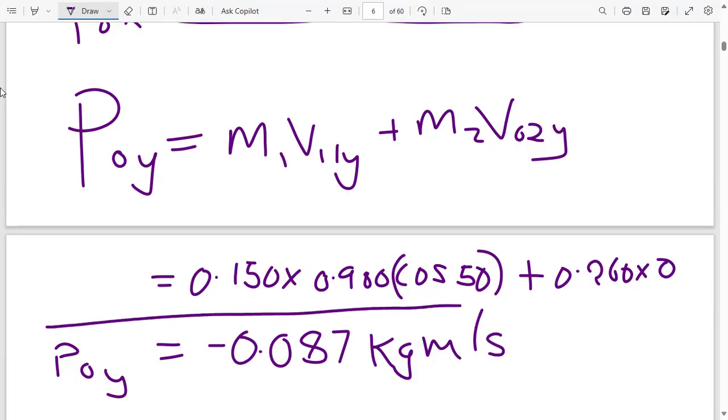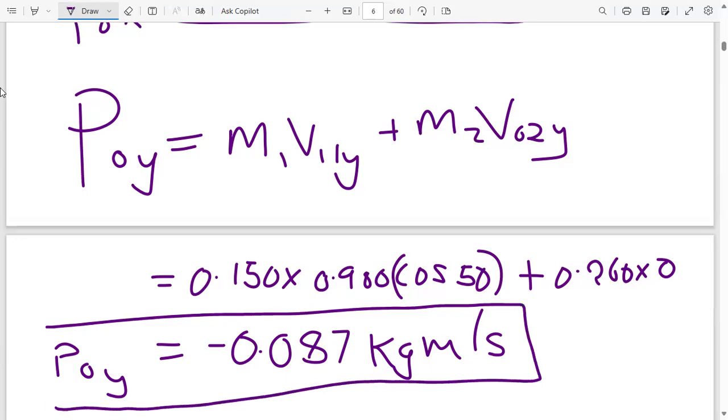So this is the initial momentum of the two balls in the y-axis. And why is this momentum negative? It's because the direction of the velocity in the y-axis is towards the negative y-axis. Hence, we're having a negative sign on our initial momentum in the y-axis. Okay, so now that we've found the initial momentums both in the x and the y-axis, what are we going to do?